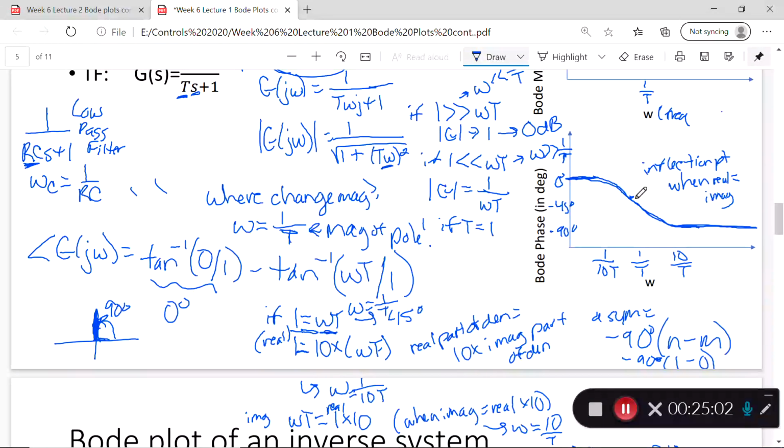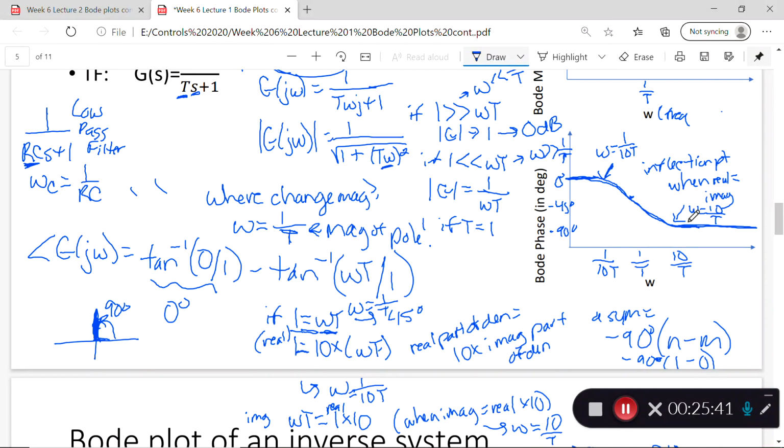So phase is a little more complicated. You start to go down when omega is equal to 1 over 10t here. That's because my real part was 10 times my imaginary part, so I could approximate it as just real, and that would get me a 0 degrees phase angle. And I start to flatten at my asymptote when omega was equal to 10 over t. That was when my imaginary component, my denominator where I got my pole, was 10 times greater than the real component. So omega t equaled 1 times 10. That's where I start to flatten here.